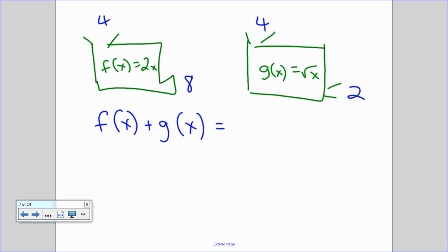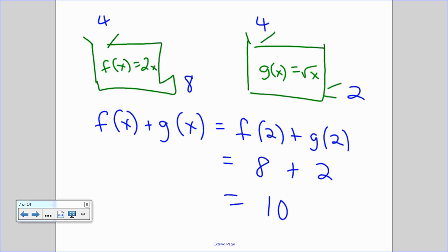They want f of 2 plus g of 2 as another example. And so what I have here is, let's see, f of 2 we said was 8. And then g of 2 is equal to 2. So that equals 10. So what we have here is we're adding the outputs from each machine from the same input.